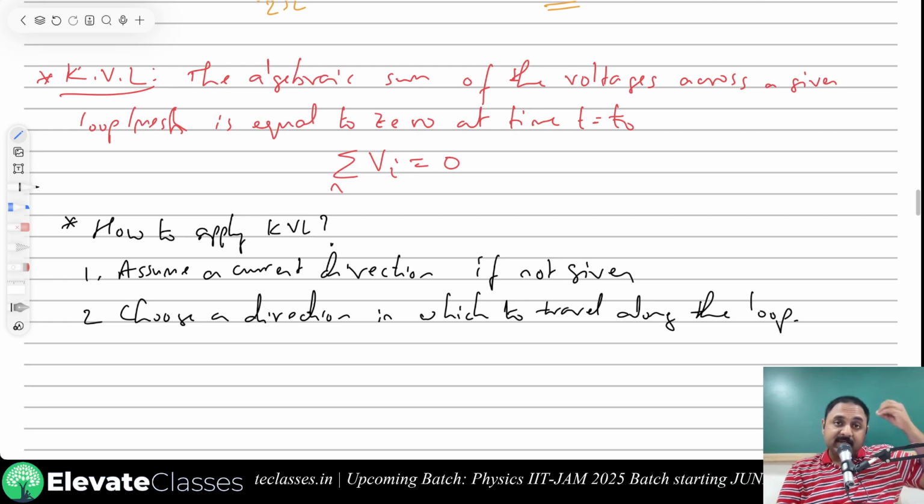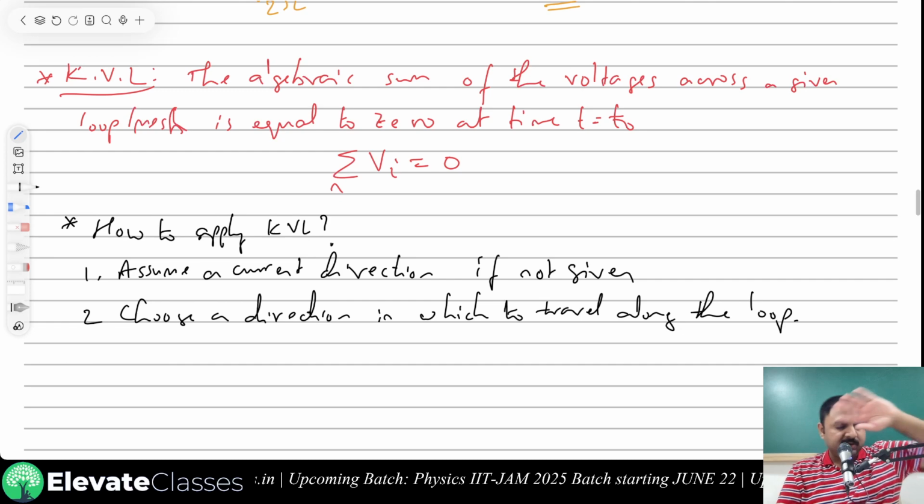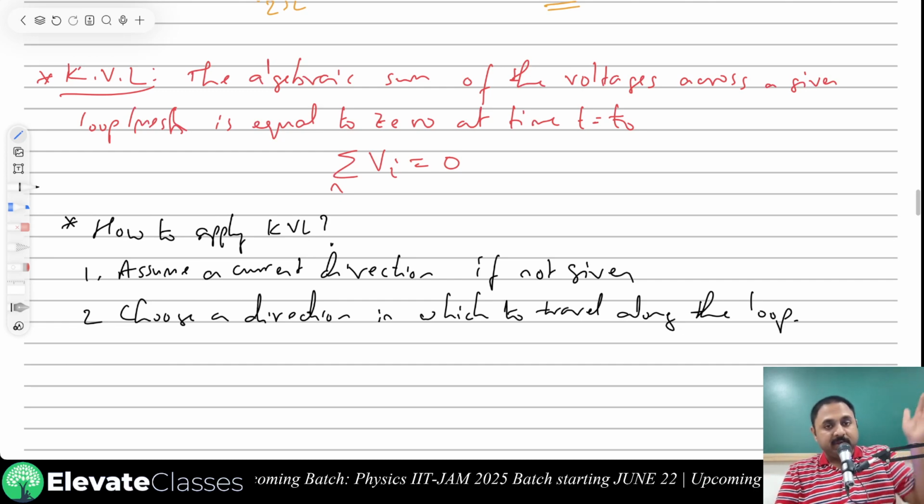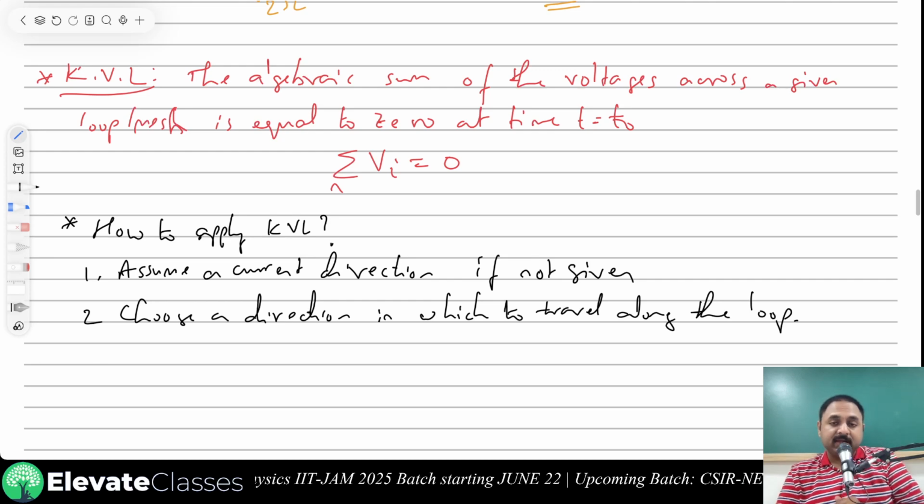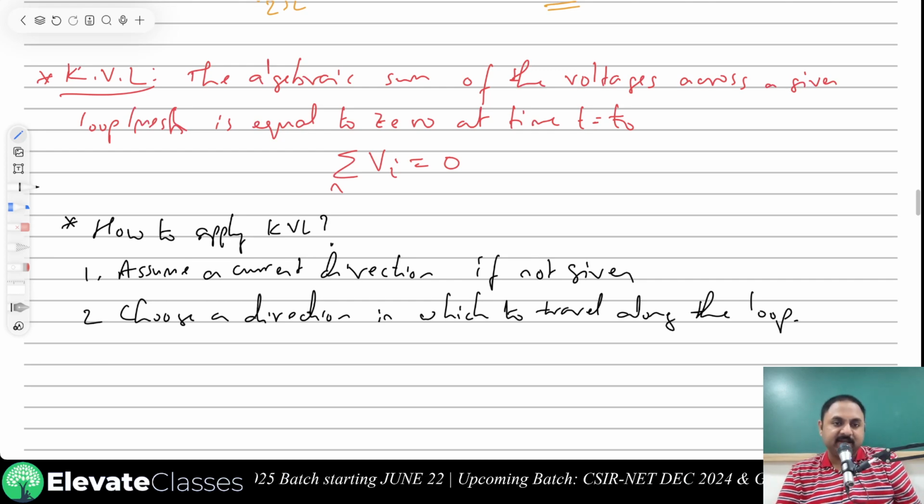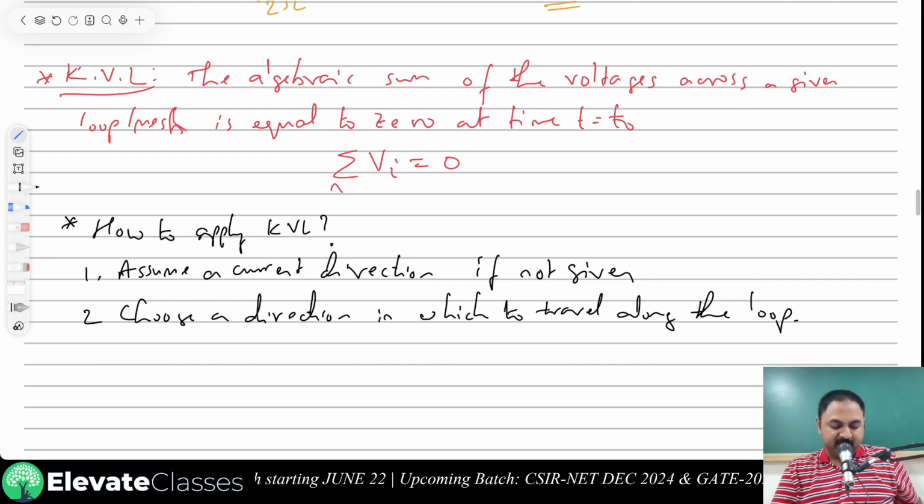Okay, so again, this is up to you. You choose clockwise, you choose anti-clockwise, doesn't make a difference. You go in the direction of current, you go opposite to the direction of current, does not make a difference. You will get the right answer. So rest assured, this method will work every single time. Choose a direction in which to travel along the loop.